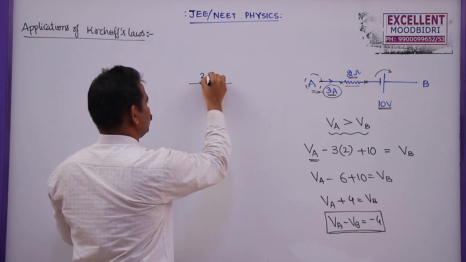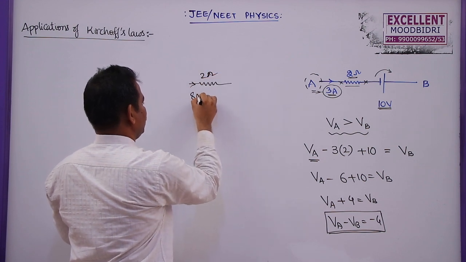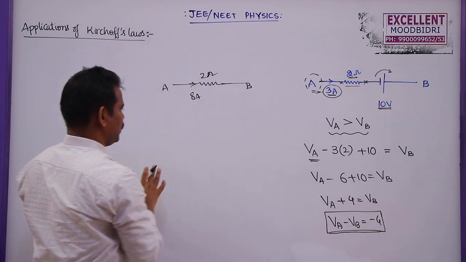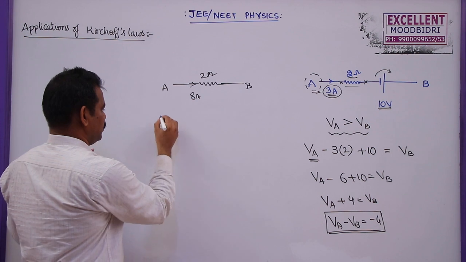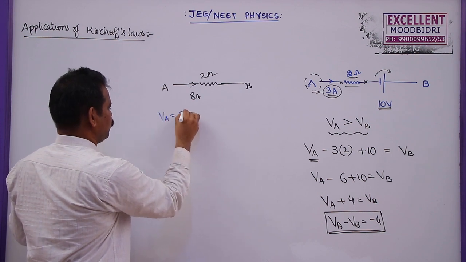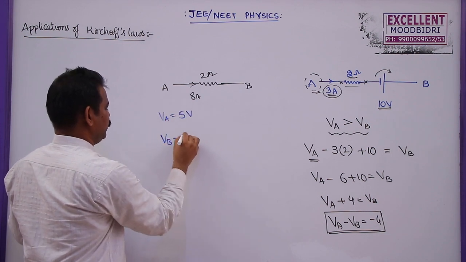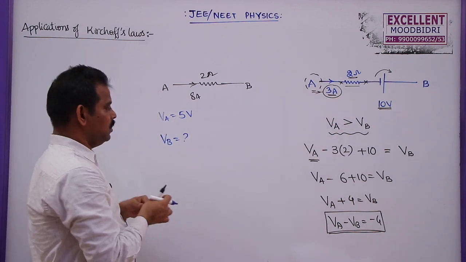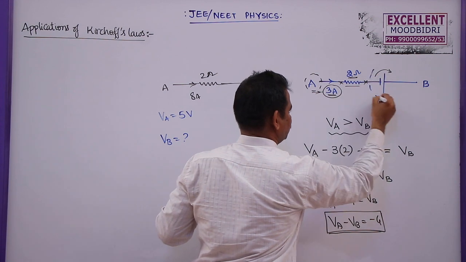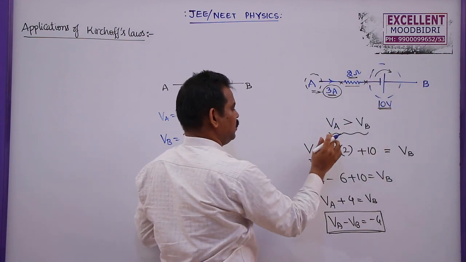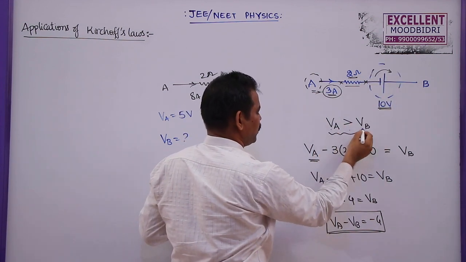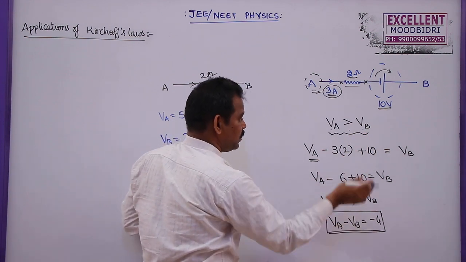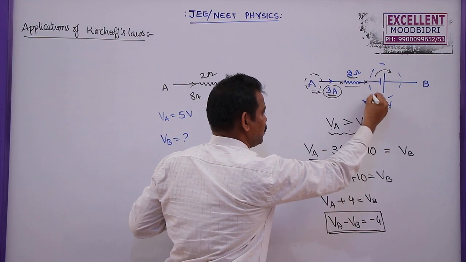This is 2 ohms and this is 8 amperes. And here this is point A, this is point B. So here it is given that VA is equal to 5 volts. What is VB? What is the difference between the previous one and this one? Here the voltage source was present, but without that the potential at A should be greater than B. But here we got VA minus VB as negative. That means VB is greater than VA because of the addition of this one.